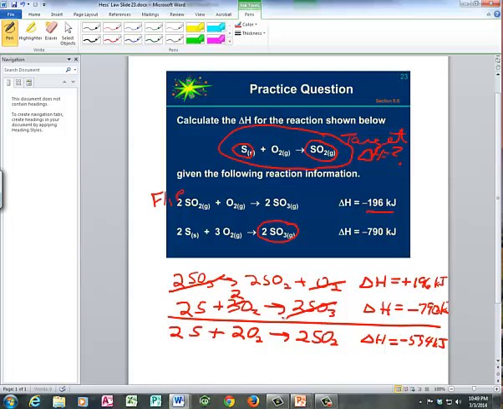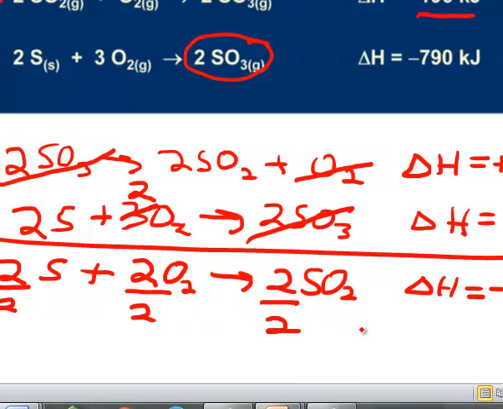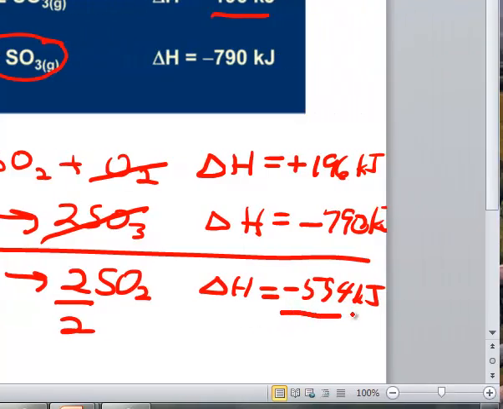Now, the question I have to ask is, is this my target reaction yet? And I notice that no, the coefficients in my target reaction are all 1. So this is not my target reaction yet. I need to divide everything by a factor of 2. And if I'm going to divide all of the reactants and the products by 2, I have to divide the delta H by 2.